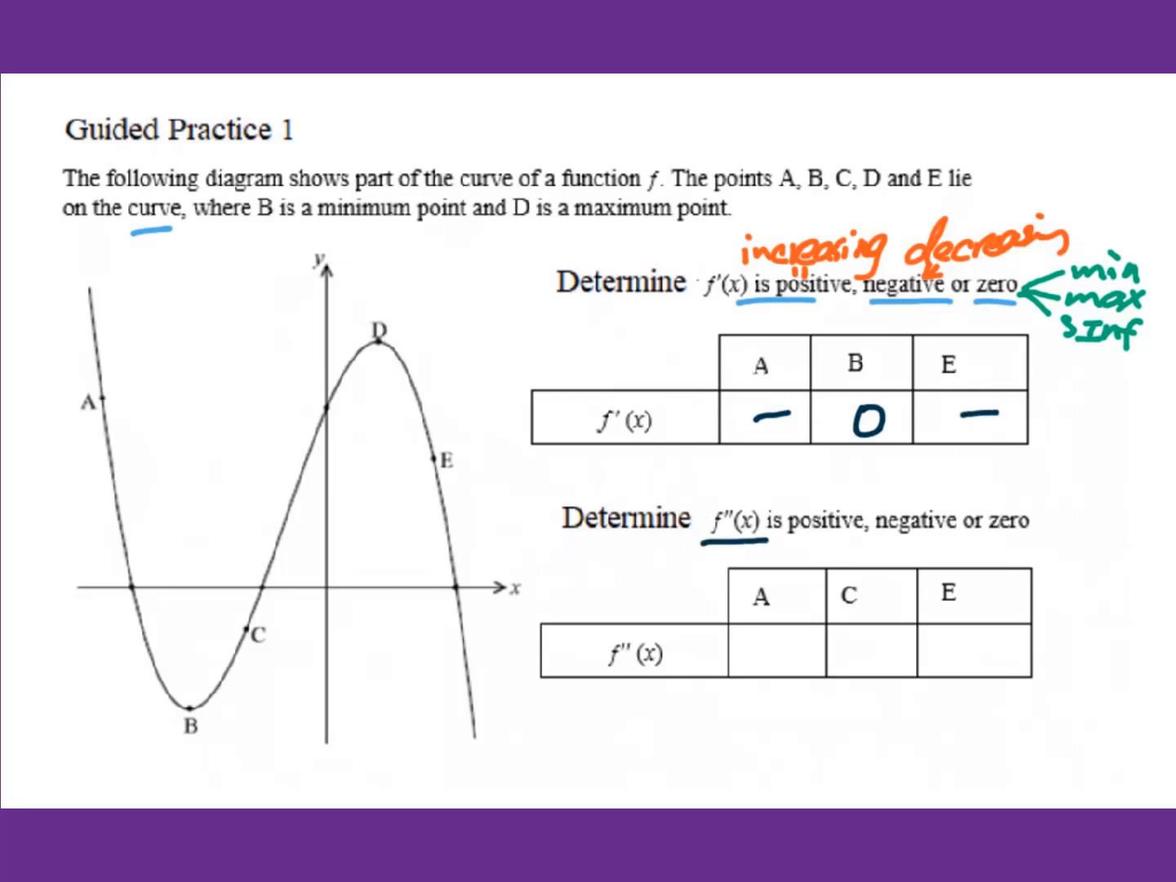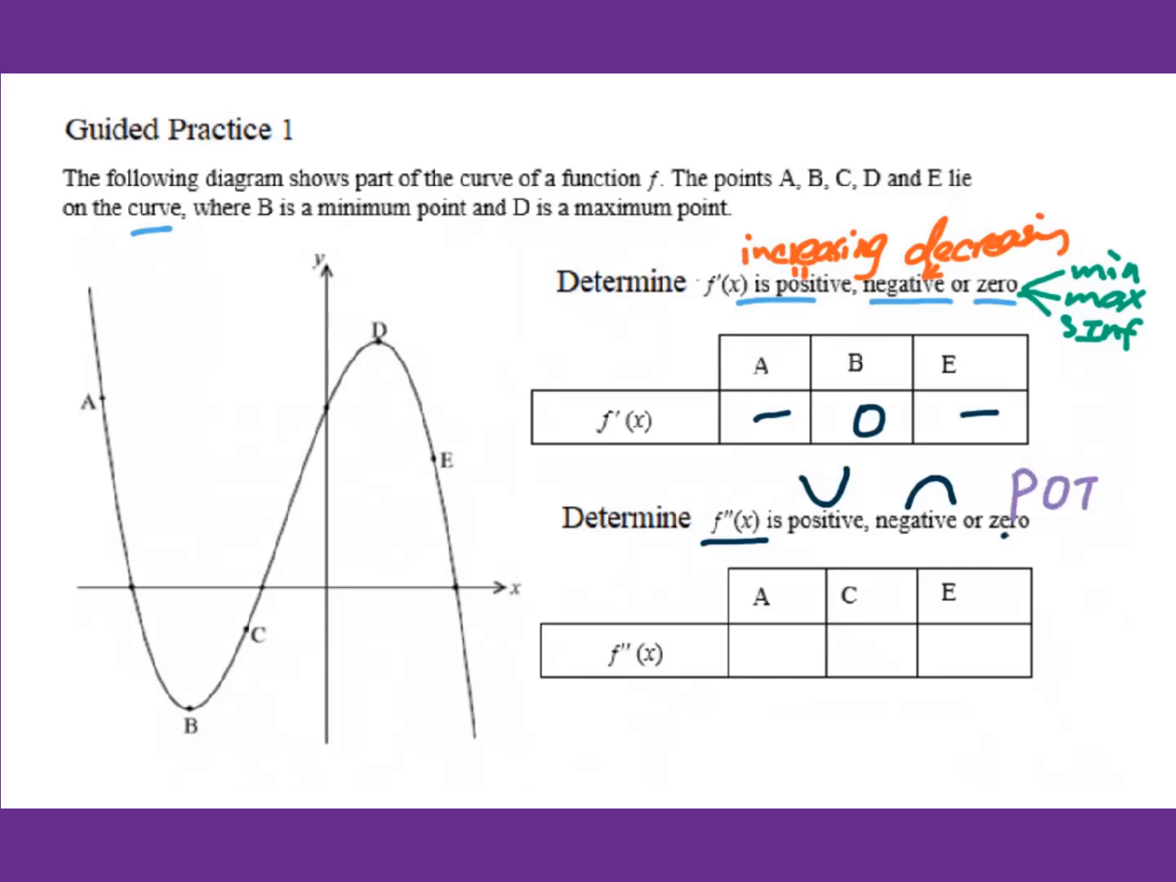For f double prime of x, positive means concave up. Negative means concave down. 0 means inflection point. We can use POI to stand for that.